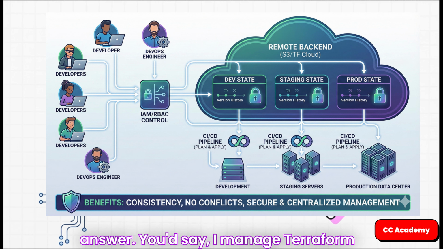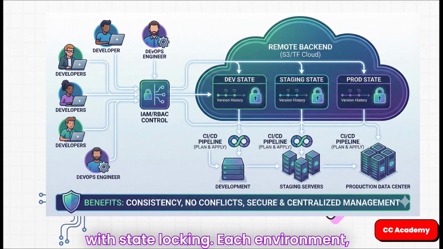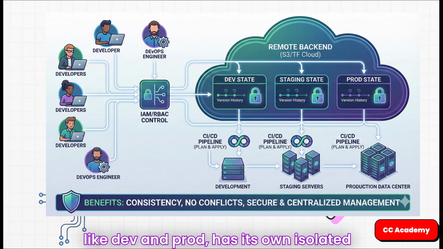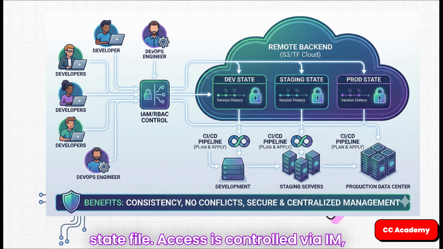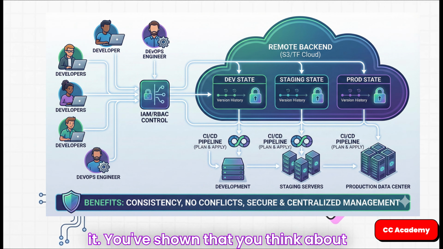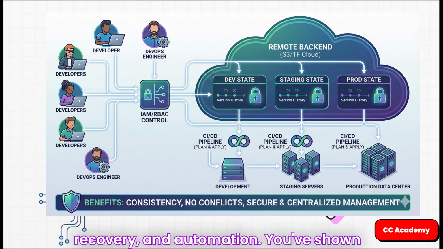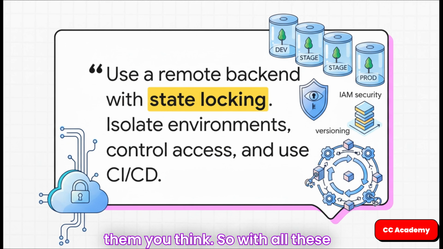You'd say, I manage Terraform state using a remote backend, like S3 with state locking. Each environment, like dev and prod, has its own isolated state file. Access is controlled via IAM, versioning is enabled for disaster recovery, and all changes are executed through a CI/CD pipeline to ensure consistency and security. Bam! With that one sentence, you've just proven you get it. You've shown that you think about collaboration, security, disaster recovery, and automation. You've shown them you think like a pro.